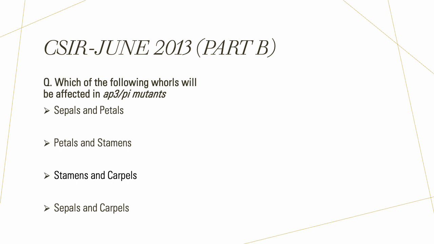Next question is 2013, part B. Which of the following whorls will be affected in an AP3 PI mutant?